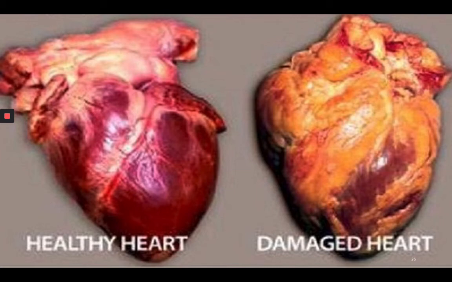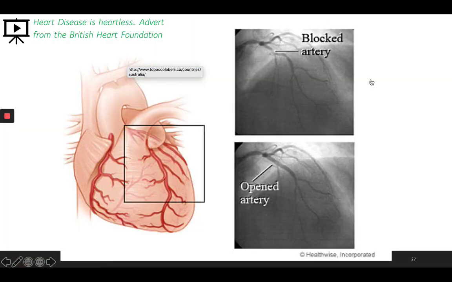So on that cheery thought, let's have a look at what a healthy heart should look like, from a healthy cadaver. So, nice pinky colour. Over here, you've got your damaged heart. All of these yellow fatty deposits are areas where the heart has just not been able to cope.